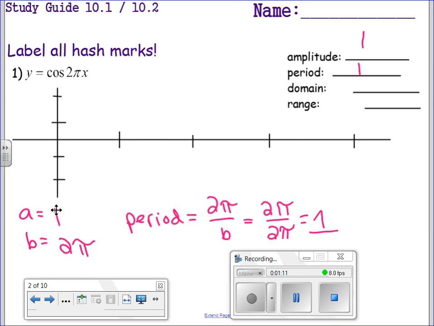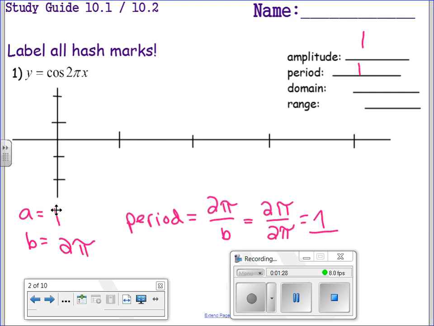So how did that go? Did you get that the amplitude was 1? That's the A value. And did you get that your period is 1? Because you do 2 pi divided by 2 pi. So we're using the formula on the far left, because this is the sine and cosine period. Okay, so here's how I'm going to handle my period.